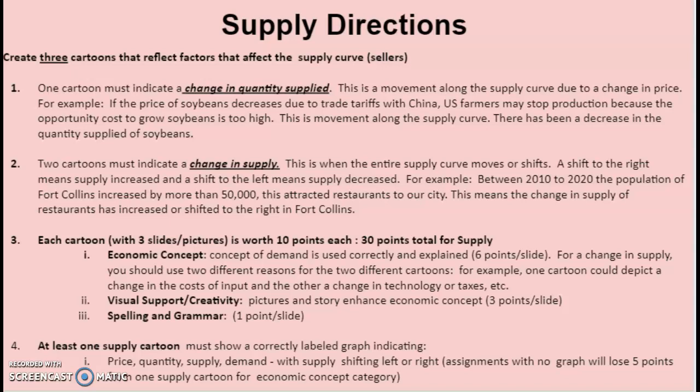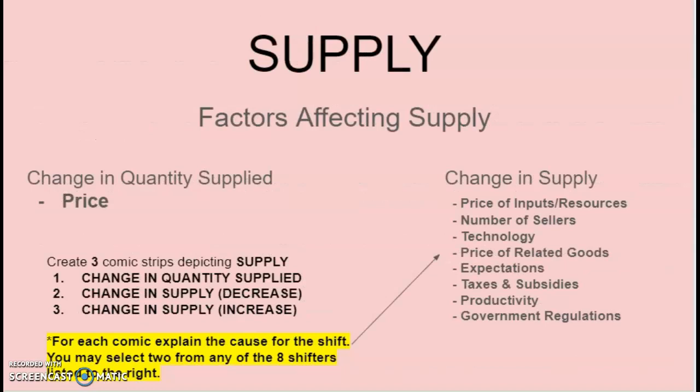And then you've got the change in supply. So confusing. I wish economics didn't make it this confusing, but change in supply means the entire curve is shifting right or shifting left. And then again, you're graded on economic concept, visual support and creativity, spelling and grammar, and you need to make sure one of your supply cartoons has a graph with supply shifting left or right. So one more time, a change in quantity supplied is due to a change in price. And then one cartoon on that, and then two cartoons, one on a change in supply, a decrease, one on change in supply, an increase, and you've got all these different things.